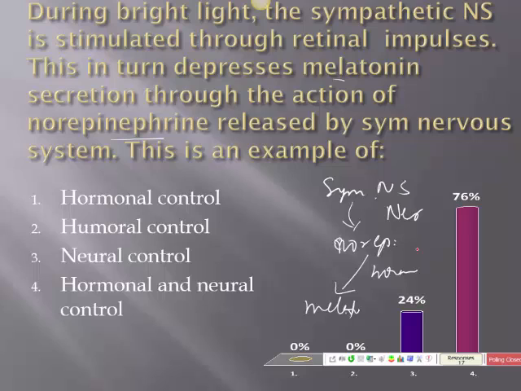So you have to be very careful when you're reading these questions, because you might have questions which have two things thrown into them. If you see the word blood mentioned, it's always going to be humoral. If you see one hormone and then another hormone down the chain, it's always going to be hormonal. But if you see something like this, where two get together, it would be a combination of both, okay?